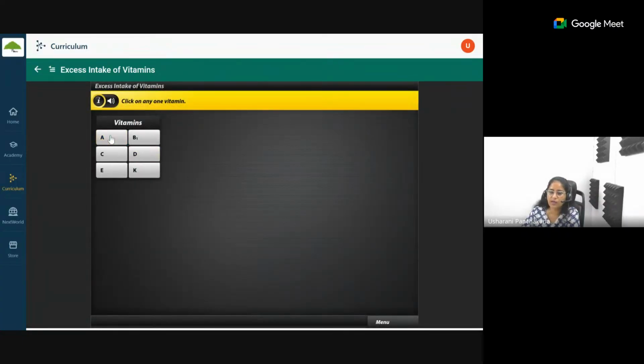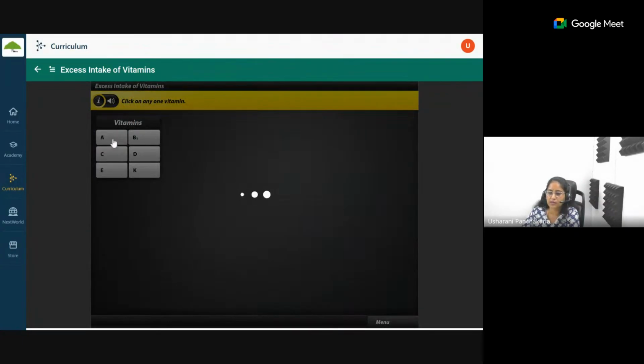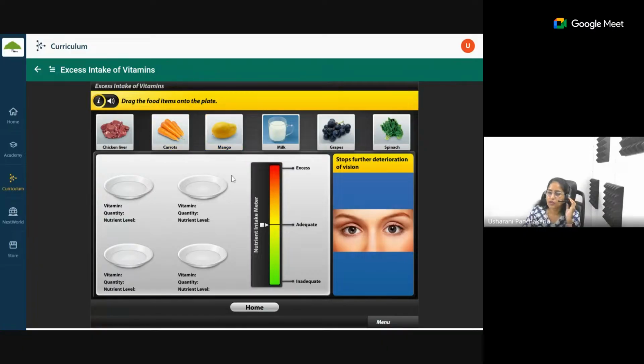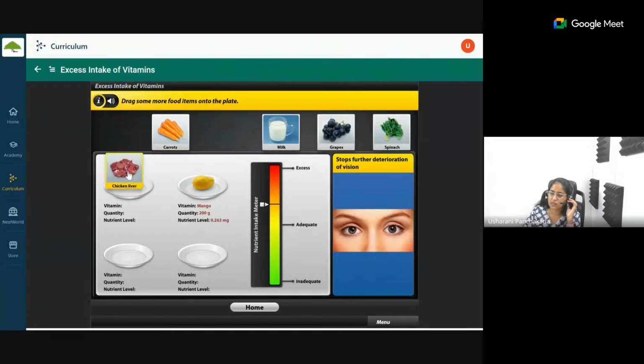Now let us take up the same vitamin A which we have taken there and see what happens. Drag the food items onto the plate. Here we are already at the adequate level, where we said it stops the deterioration of vision. So let's see what happens when we start adding more. Drag some more food items onto the plate, 200 grams, this one, chicken liver.